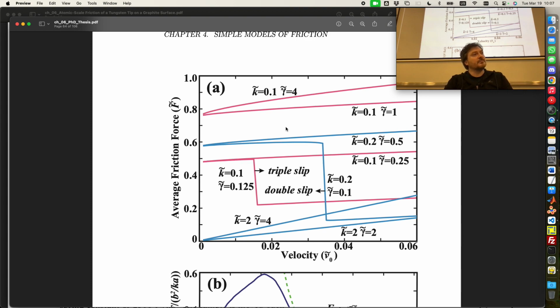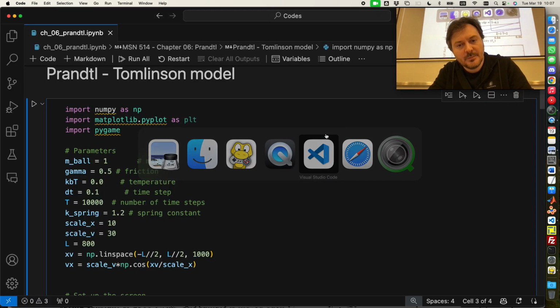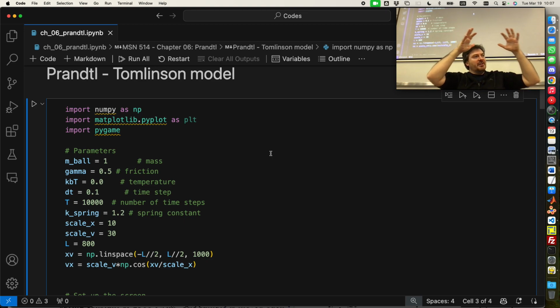Yes? Can you explain gamma further? You mean gamma V? Is it mass related? So gamma V is microscopic friction. So that friction is because of, do you remember this large ball interacting with small balls? It's exactly that effect.